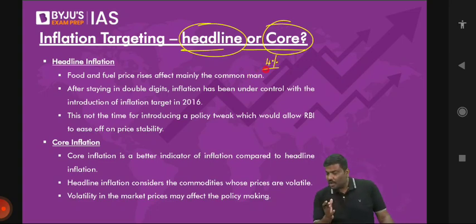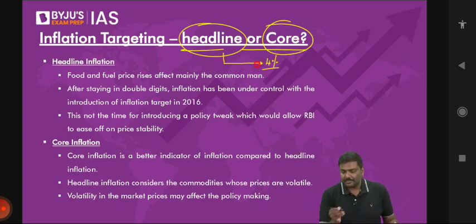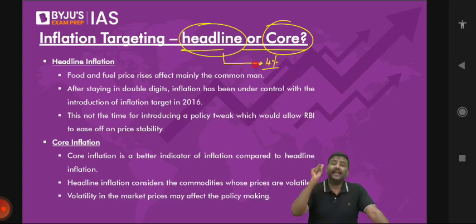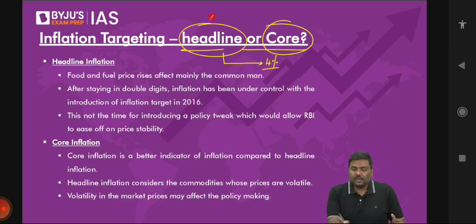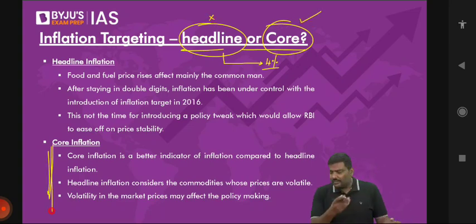It is a headline inflation. Is it a core or is it a headline? It is the headline inflation of CPI 4%. Now, there were certain experts who said, no, we should not make the policies based on headline inflation. We should make our policies based on core inflation. Why? Core inflation is a better indicator. RBI should make the policies on core, not on headline inflation.